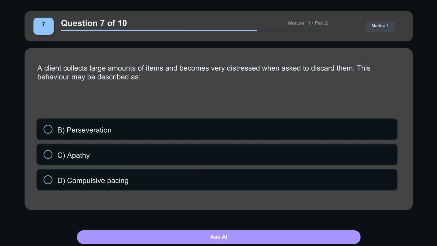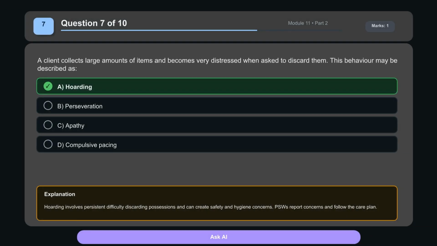The correct answer is A, hoarding. Hoarding involves persistent difficulty discarding possessions and can create safety and hygiene concerns. PSWs report concerns and follow the care plan.